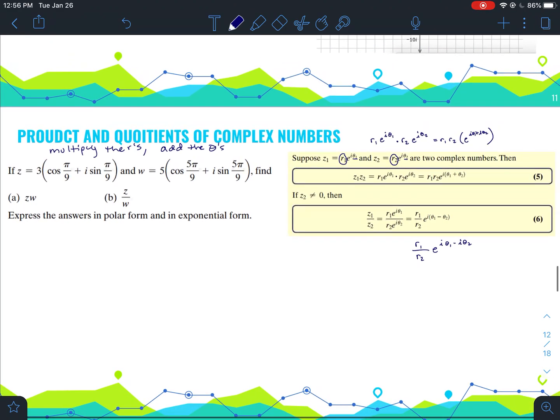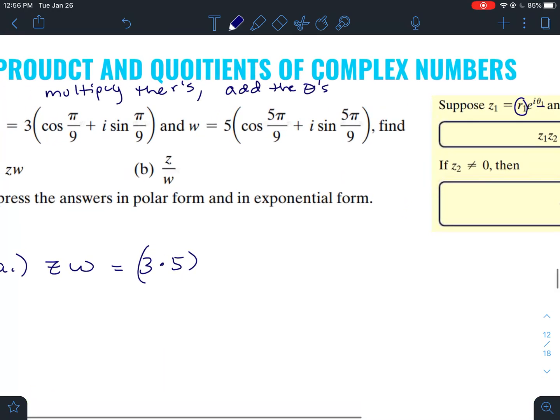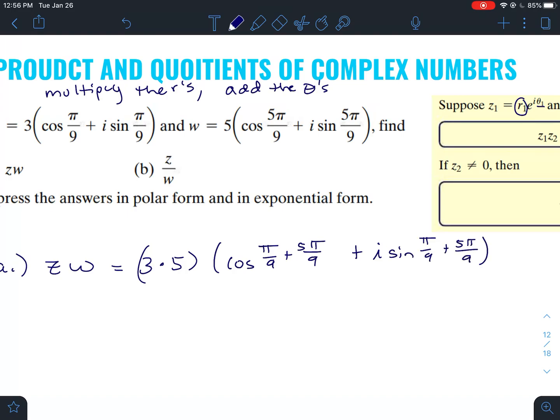All right, so let's look at an example. Let's say z is equal to 3 cosine pi over 9 plus i sine pi over 9. So that's in polar form. And w would be 5 cosine 5 pi over 9 plus i sine 5 pi over 9. So for a, we want z times w, which would be, remember, you multiply the two radii, so 3 times 5, and then we would add the angles. So it'd be cosine pi over 9 plus 5 pi over 9, and then plus i sine pi over 9 plus 5 pi over 9, and that would be it in polar form.